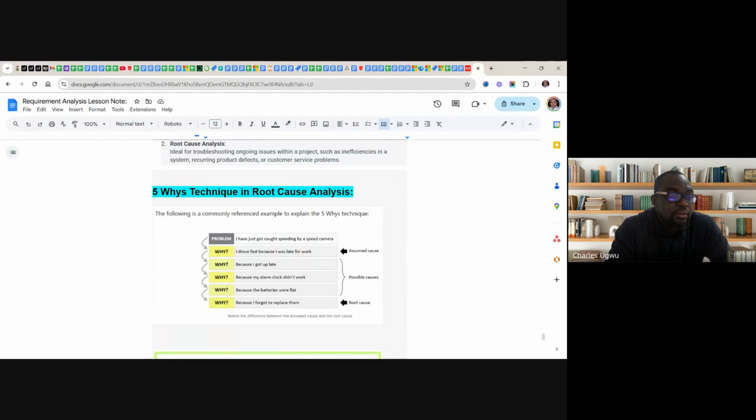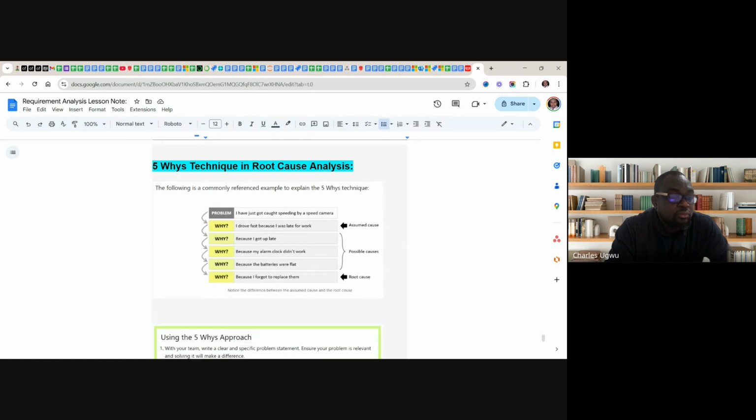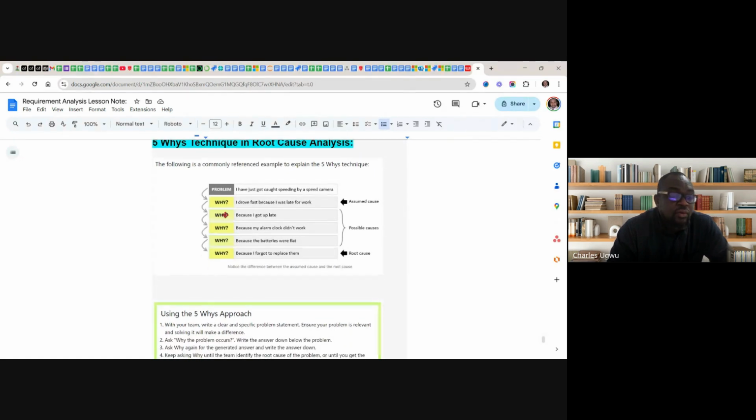Why the 5 Whys technique in root cause analysis? We've already talked about the 5 Whys. These are additional notes to help you assimilate it. The following is a commonly referred example used to explain the 5 Whys. In this case, I have just got caught by a speed camera. So this is a scenario where you can apply the 5 Whys.